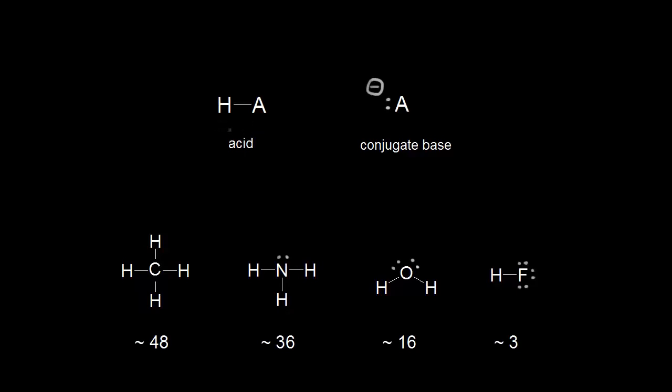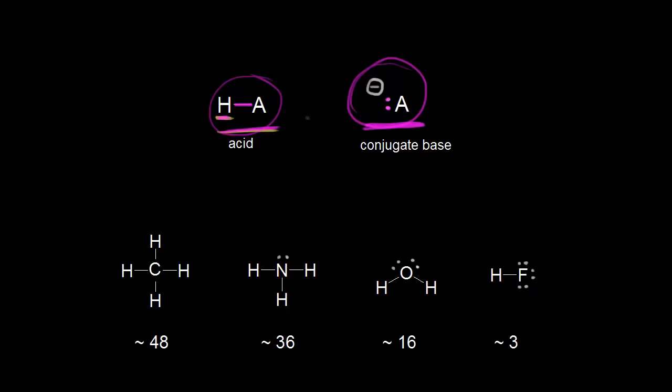If HA is a generic acid and donates this proton, the electrons in this bond, so the electrons in magenta, are left behind on A to form A-. So A- is the conjugate base to HA. If A- is stable, then HA is more likely to donate this proton.